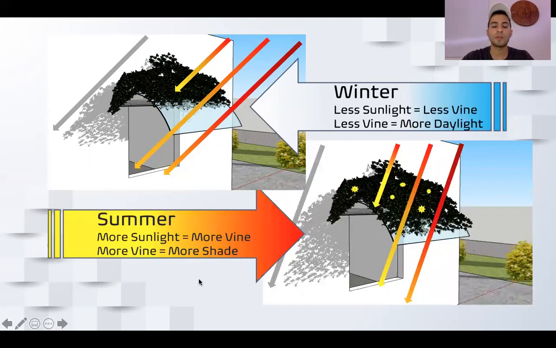Next, we have the summer. So in the summer, we have more sunlight, which means more vine. More vine equals more shade. So in the summer, we obviously want more shade because that's going to keep our space cooler. And in the summer, another thing to consider is the angle of the sun rays. So you can see here that there's less light entering the window, therefore there's less heat entering the window.